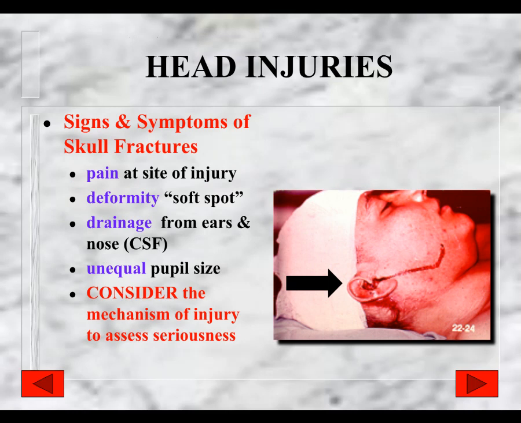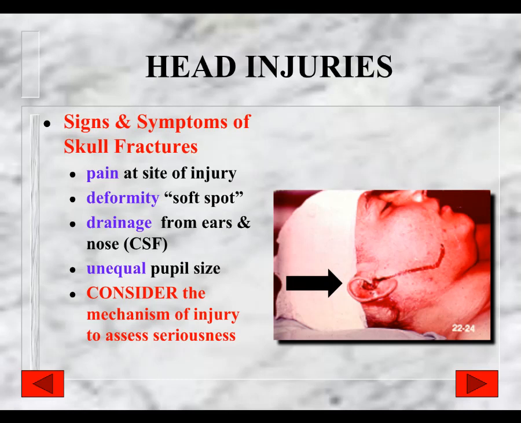Signs and symptoms of a head injury. It's very painful to the spot. They may have an indention or a deformity in the area where there's been damage. They may have a clear or a yellowish drainage coming from the ears and the nose. That's very serious. That's cerebrospinal fluid. That is the fluid that keeps the brain kind of floating around in there.